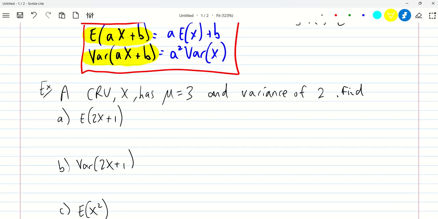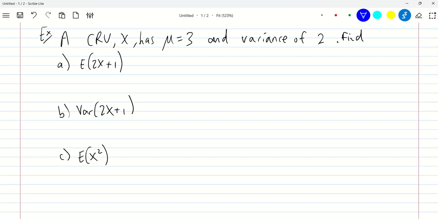So just a quick example, just to make sure you remember all this stuff. I've got a CRV X, and it's got an expected value of 3. I'll just remind you that mu means the expected value, so that's E(X) there, and a variance of 2, so Var(X) equals 2. We'll just write it. So I've got that information.